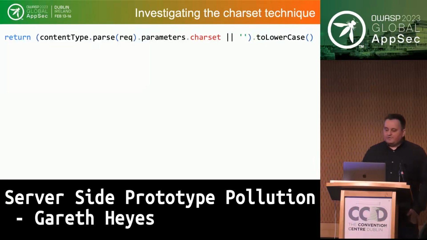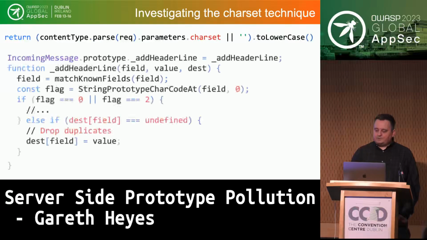So after we analyzed many lines of code and debugged a lot of JavaScript, what we noticed was the original content type in the request was being removed when you used the polluted content type property. This was because in Node, they have this function called addHeaderLine. On the red highlighted part of that, it basically says dest, and then a property accessor with field. And if it equals undefined, then it'll add the header.